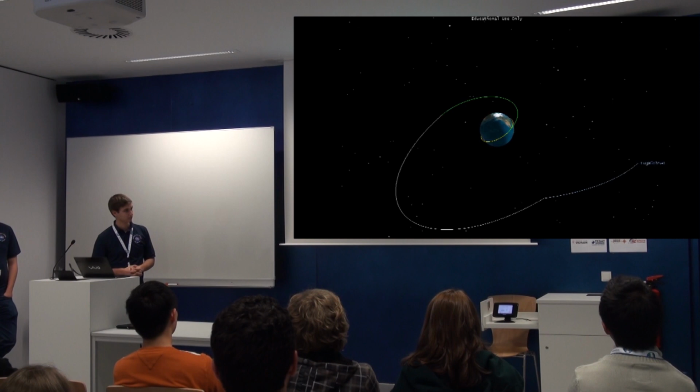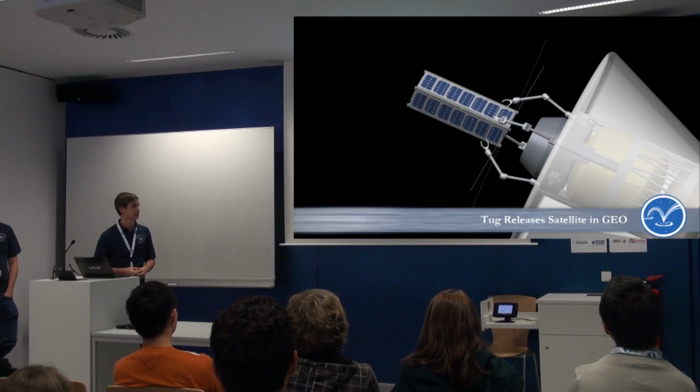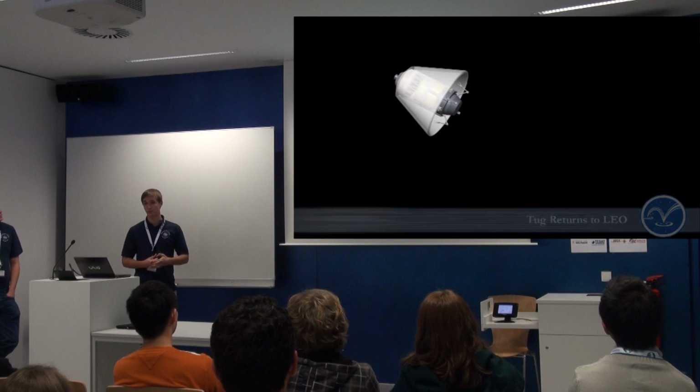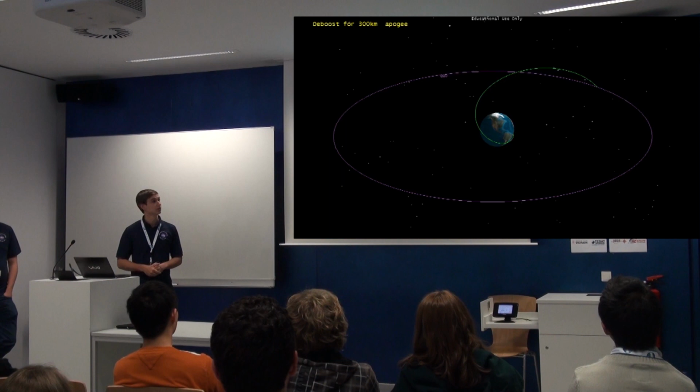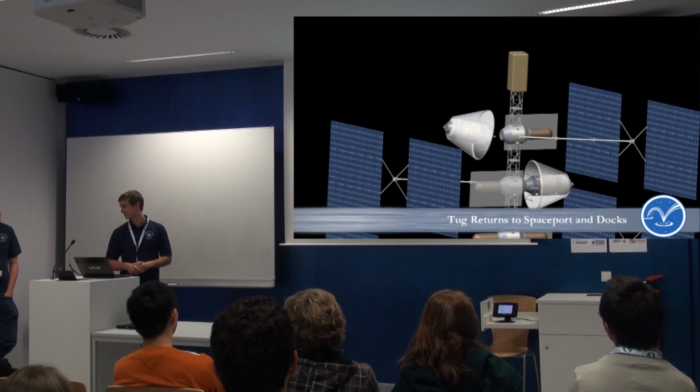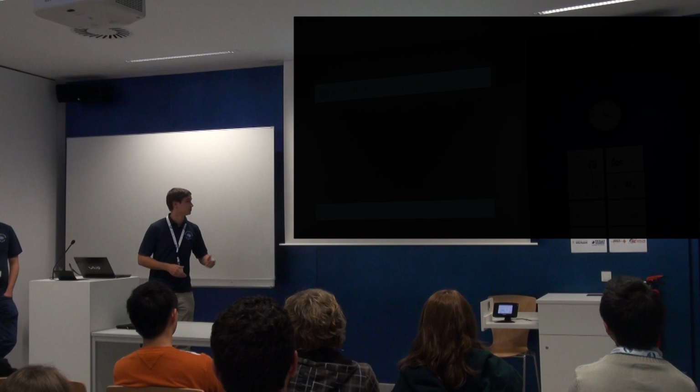So after the satellite is in the right orbit and is released, the tug servicer returns to the platform in low Earth orbit using air braking, which is also being, for example, studied here at the University of Stuttgart. Okay, now the tug returns, it is ready for another mission after it is refueled.